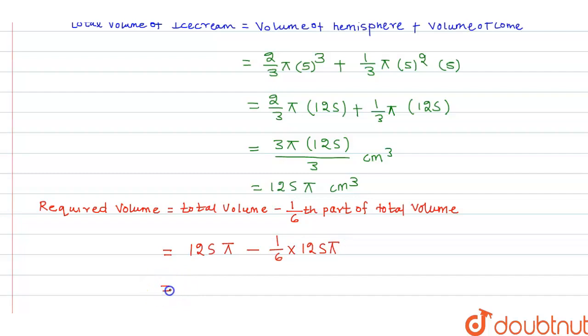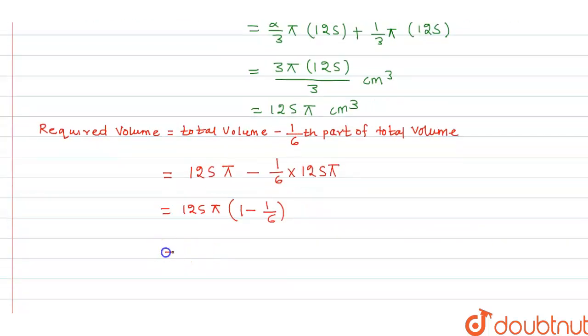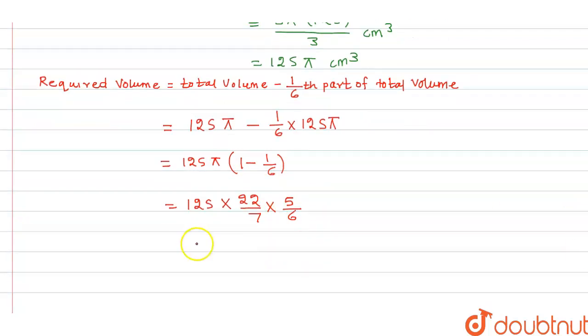Now take common 125 pi. So what we get here is 1 minus 1 by 6. After solving, what we get is 125, after putting the value of pi as 22 by 7, and 1 minus 1 upon 6 is equal to 5 upon 6. Now after solving, what we get is 327.38 centimeter cube. If we take the nearest value, the nearest value is 327 centimeter cube.